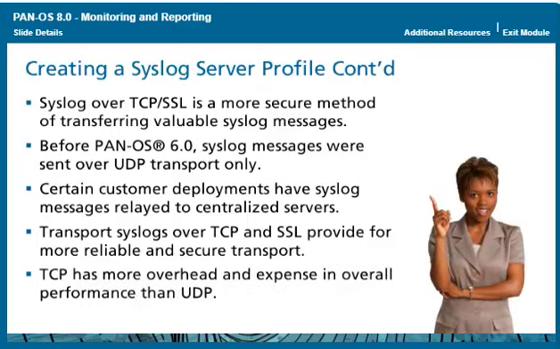TCP has more overhead and expense and lower overall performance than UDP, but the impact probably will not be detrimental to the overall performance of the network and environment. TCP has less overhead and cost than SSL.